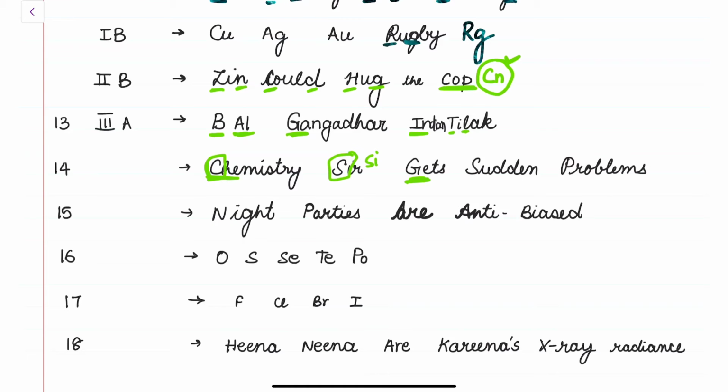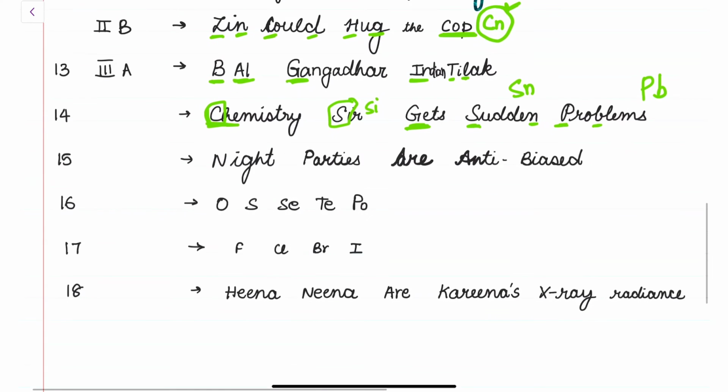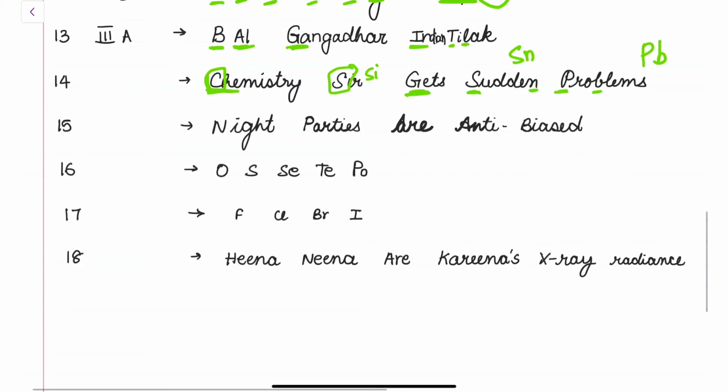then we have sudden problems. So Sn is the symbol for tin, and problems, Pb for lead. So Pb, and here you have the sudden. Alright, so that was for the 14th group of elements, which is chemistry sir gets sudden problems. Carbon, silicon, germanium, tin, and lead, Sn, Pb.